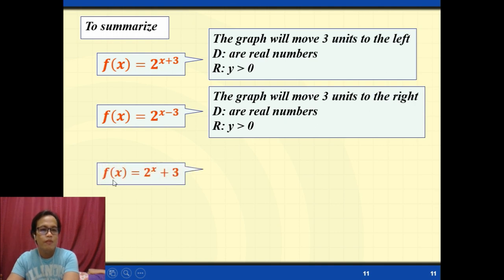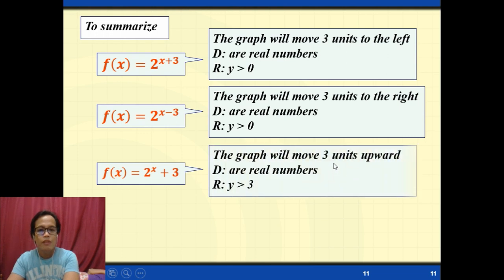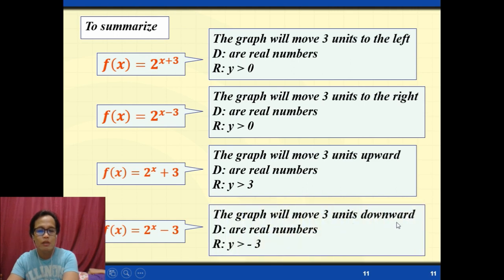Then for f of x is equal to 2 raised to x plus 3, the graph will move 3 units upward. 3 units upward. This time, the domain are real numbers and the range are y is greater than 3. Okay. If for example, it is plus 4, then 4 units upward. If plus 5, then 5 units upward. Now, let's proceed to the next function. f of x is equal to 2 raised to x minus 3. So the graph will move 3 units downward. The domain are real numbers and the range are y is greater than negative 3.